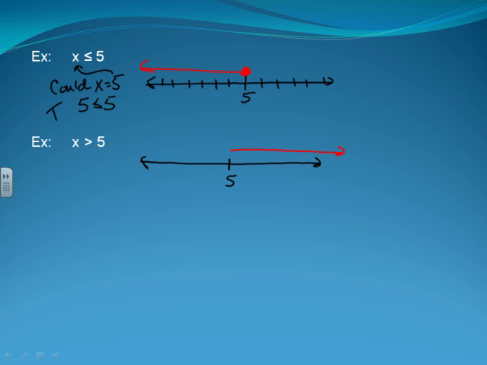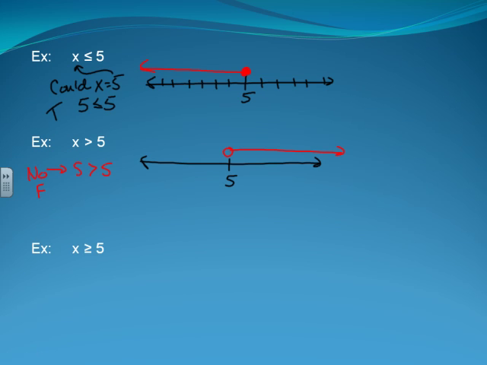So now the only question is, would 5 itself work? If you let x be 5, do you get a true statement? Is 5 greater than 5? The answer is no. That's false. Therefore, instead of using the closed dot symbol, we need to use the open dot symbol at 5, meaning 5 itself is not included, but everything larger than 5 does work.